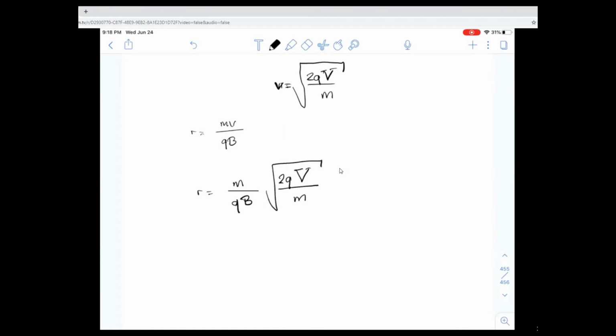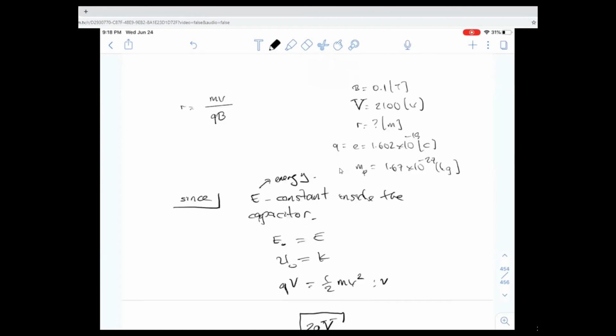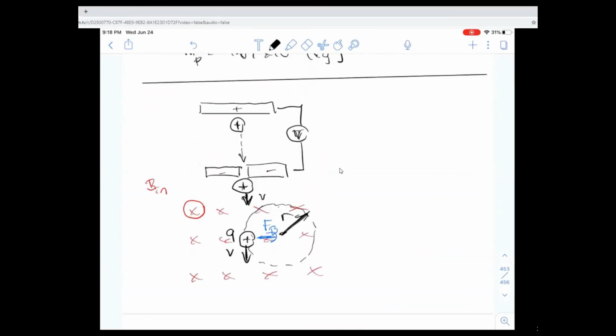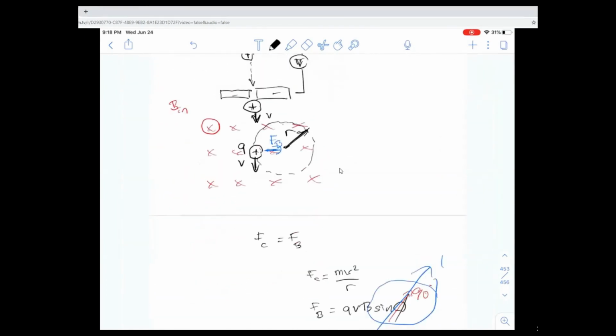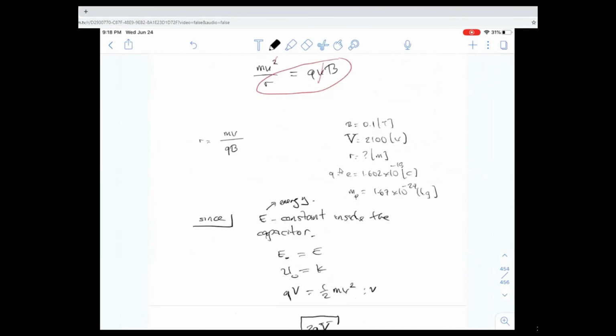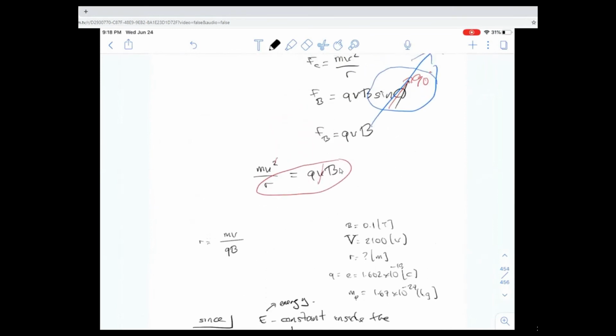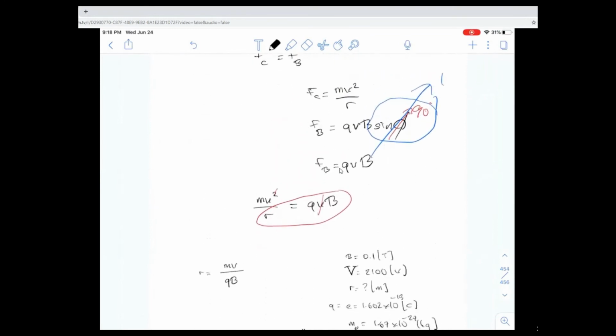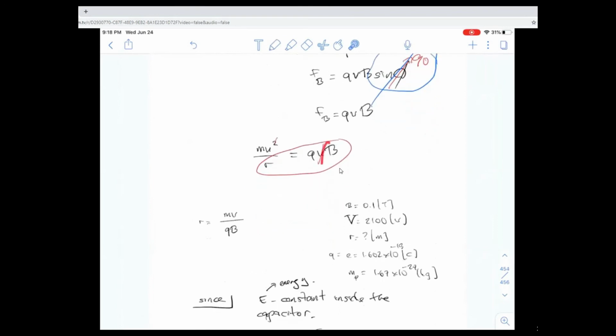Okay, who's talking? Lucas? Okay, Lucas, let's get back to what you were saying, because you lost me a little bit. MV squared over R is equal to QVB. Oh, never mind, I'm sorry. I understand, I am incorrect. No, you're fine. Okay, I see what you're saying.